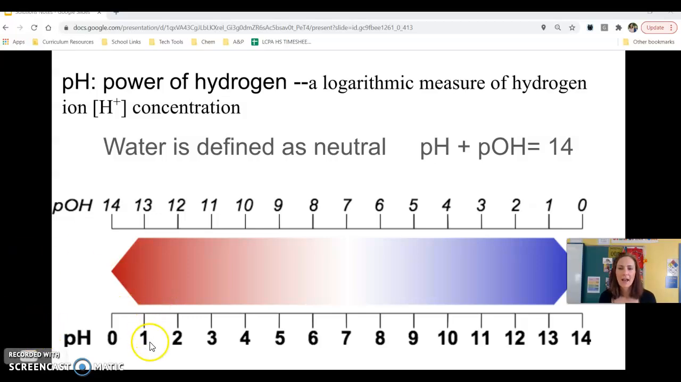So if something has a pH of 1, it actually has a pOH of 13. Acids are going to have low pHs. Bases are going to have high pHs. Bases are going to have low pOHs, and acids are going to have high pOHs. And it should make sense if you understand logarithms. If not, just understand that acids have that lower number in terms of the hydronium ion concentration.